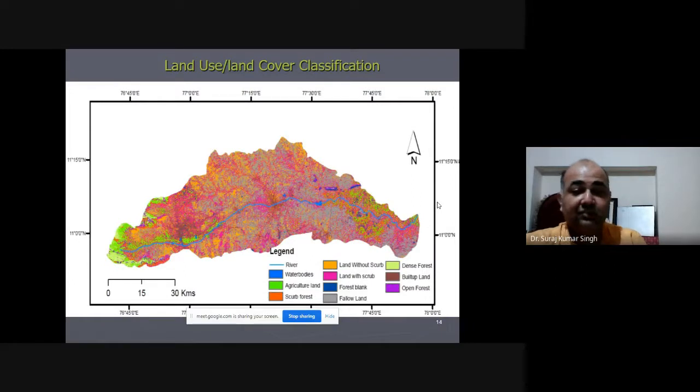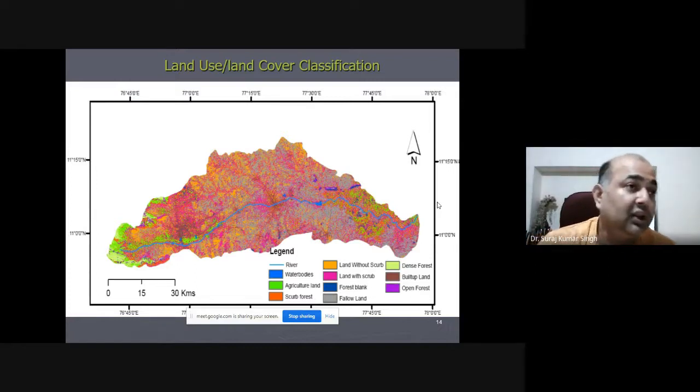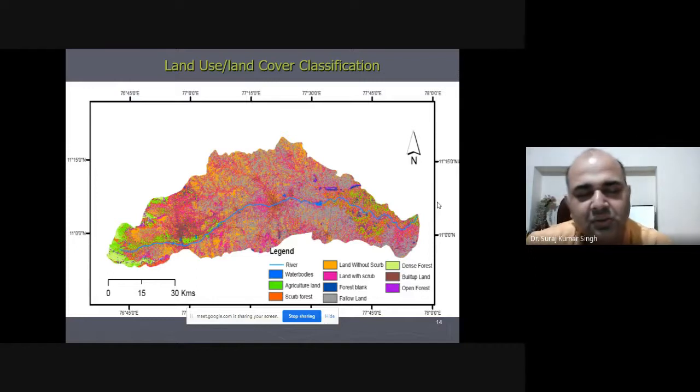Next one is land use land cover maps. This is one of the most important maps that has to be prepared whenever you're going for any groundwater or any kind of investigation. Whenever you're using remote sensing and GIS techniques, our prime focus is to get the land use land cover classification in that area.